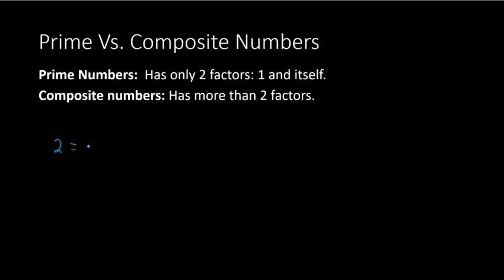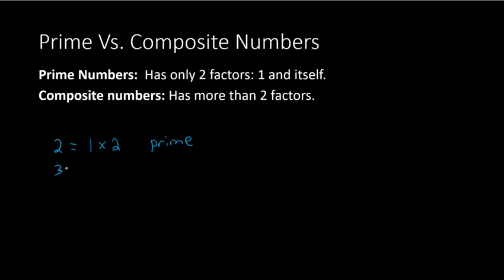So 2 has factors of 1 and 2, right? You can do 1 times 2. There's no other factors to get 2, right? So because there's only one set of factors, only the number 1 and the number 2, the number 2 is going to be prime.